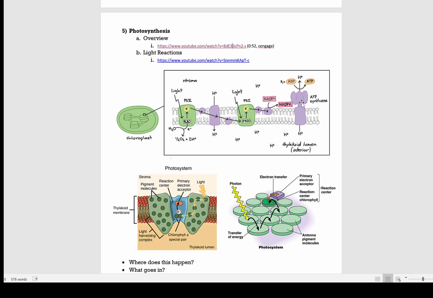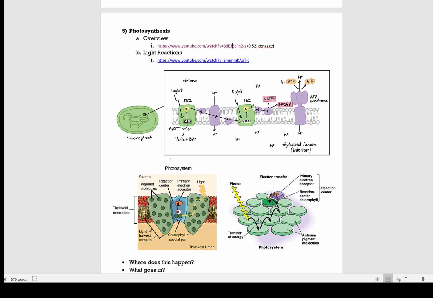So in the chloroplast, in the thylakoid membrane, we have a similar process. And this process is also creating ATP and some high energy electrons to be used in the second part of photosynthesis.